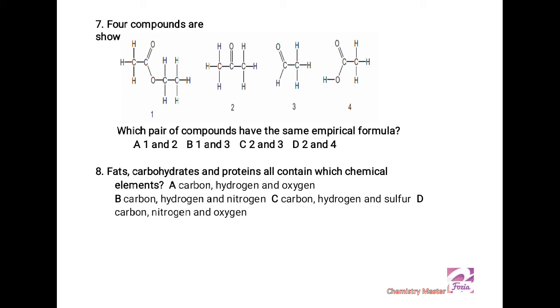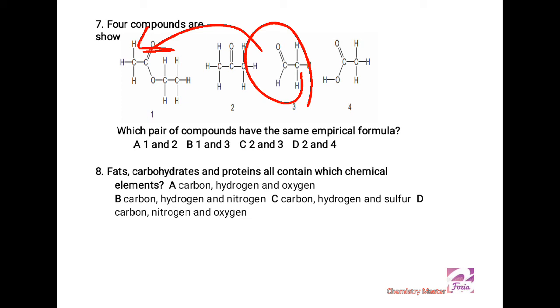So you see compound number 1 has 4 carbons, 8 hydrogens and 2 oxygens. And compound number 3 has 4 hydrogens, 2 carbons and just 1 oxygen. So what do you think? I think compound number 3 is a half of compound number 1. You also solve for the rest of the 2 options to select the correct answer.